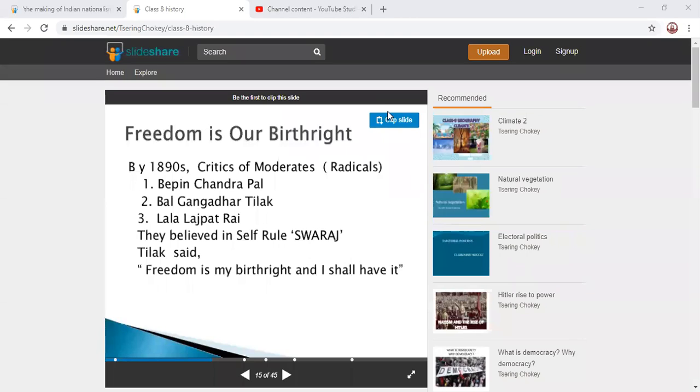Bal Gangadhar Tilak raised the slogan, Swaraj is my birthright and I shall have it. So all these leaders were known as the radicals, who opposed the policies of the moderates and were not satisfied with British administration in India.